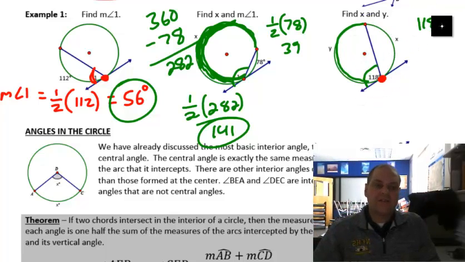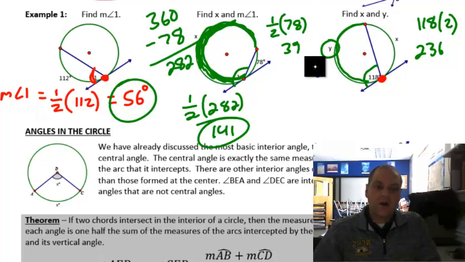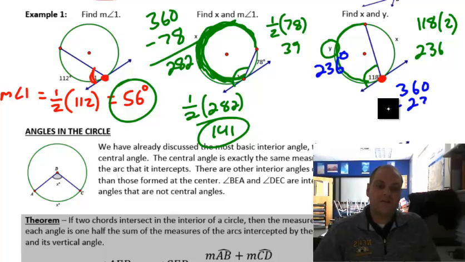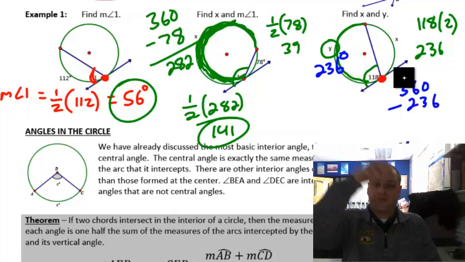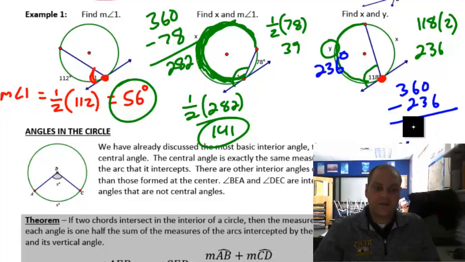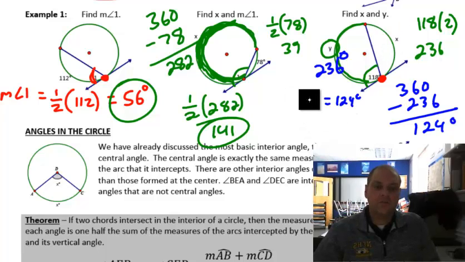So 118 times 2, and that's going to be 236. So now my arc, I'm just going to change colors. My arc is 236 degrees. That's the arc. So this arc over here is 360 minus 236, because you know that the whole circle is 360. All right, so that's going to be 124. So x is going to be 124. So x equals 124, and y was 236.